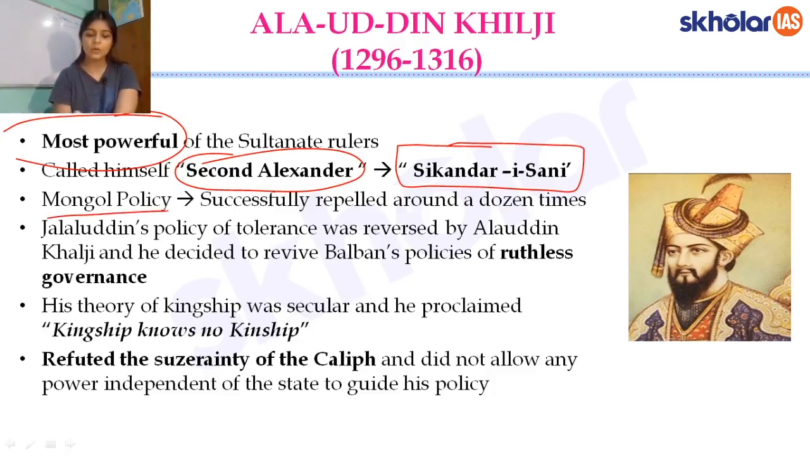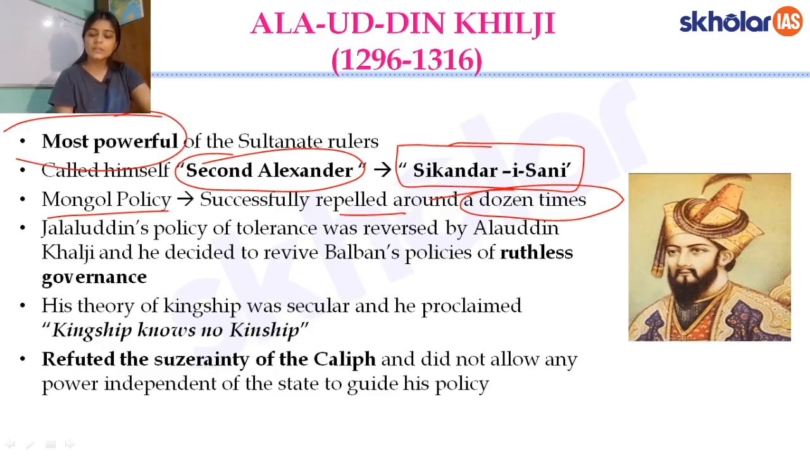And what was his Mongol policy? Because he was a strong ruler, he had entire faith, and was not too old when he came to the throne. So he had a policy of repelling or fighting the Mongols, not a policy of friendship and matrimonial alliances as was with Jalaluddin. So he repelled the Mongols, defeated the Mongols successfully around 12 times, a dozen times, okay.